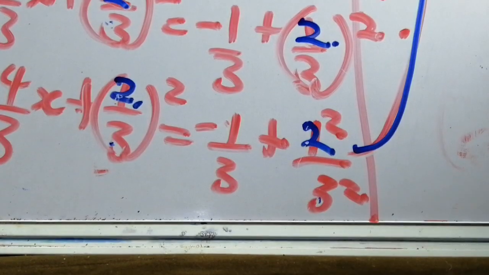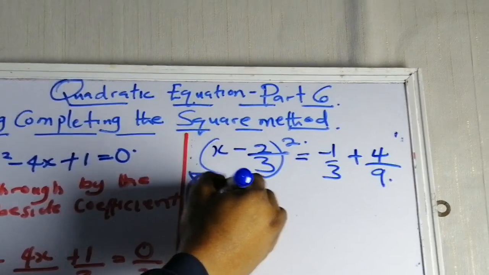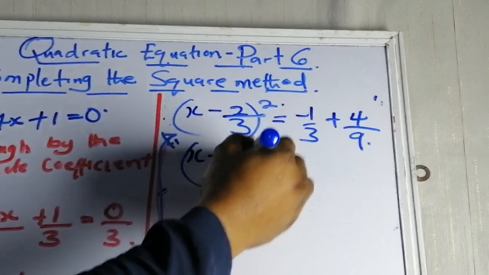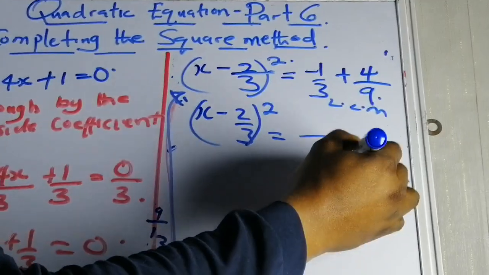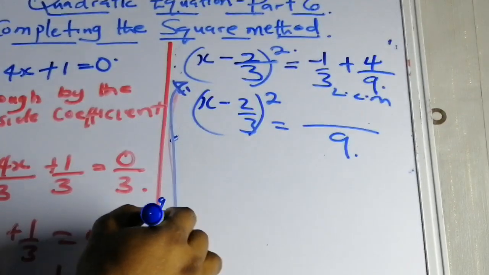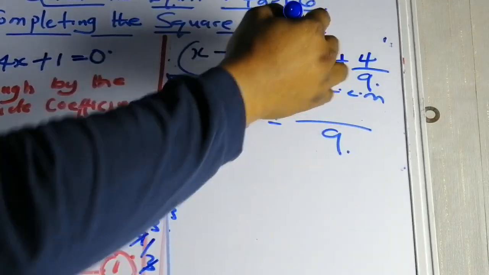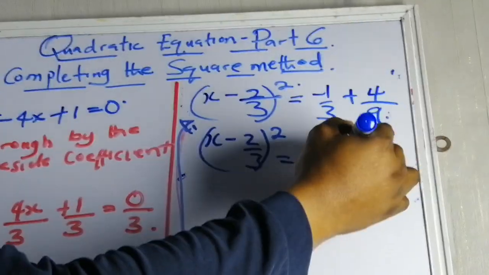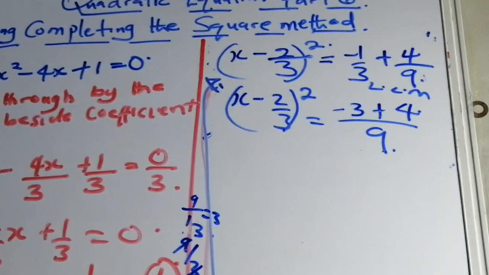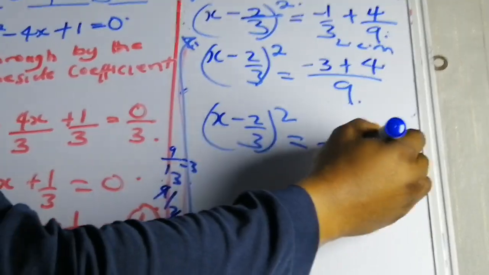If you look at it, 2 squared is the same thing as what? 4. 3 squared is the same thing as what? 9. Okay? So I'm looking for the value of x, don't forget. So it means that I can say (x minus 2 over 3) raised to power 2 equals, if I find the LCM here, that is what? 9. 9 over 3 is what? 3. 3 times 3 is 9. So 3 times minus 1 is what? Minus 3. 9 divided by 9 is 1. 1 times 4 is what? 4. So this is the same thing as (x minus 2 over 3) all squared equals 9.